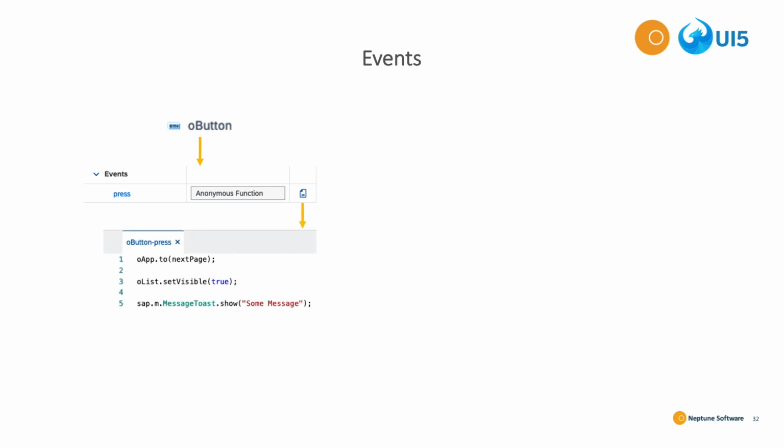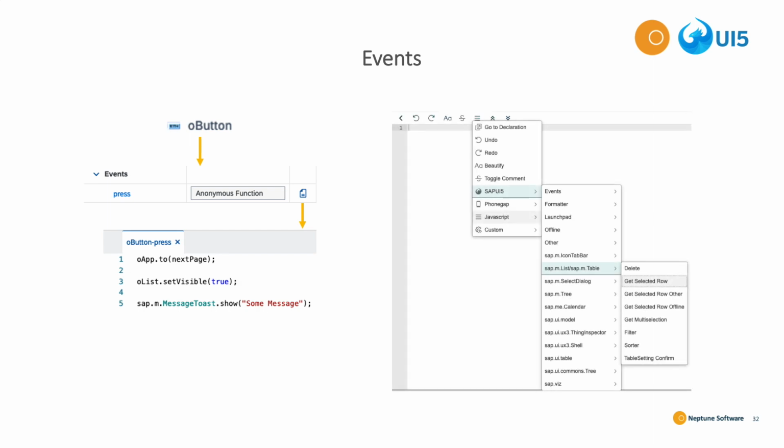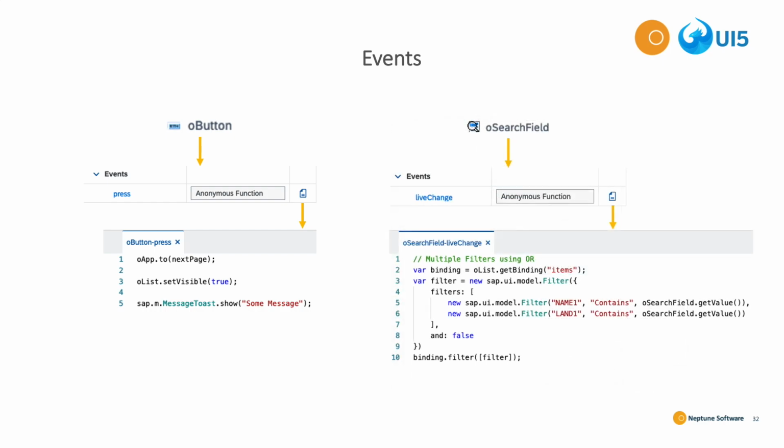Next up, we have events. A number of components within the app designer have events associated with them. For example, a button has a press event. Within the event, you can code any custom logic, and you can utilize the code snippets to do this a lot of the time automatically.